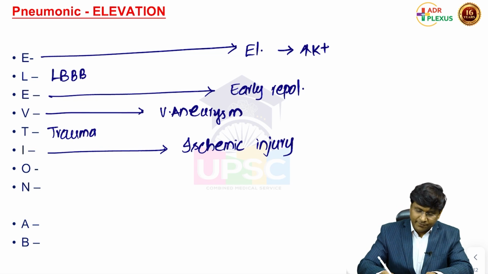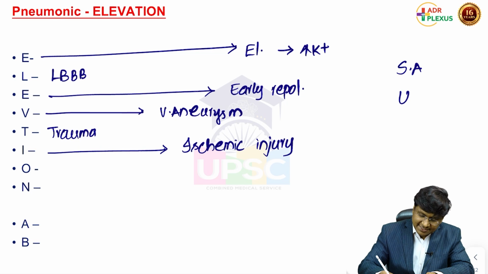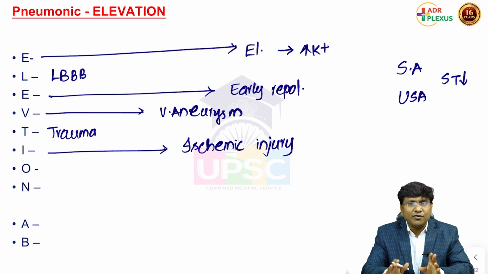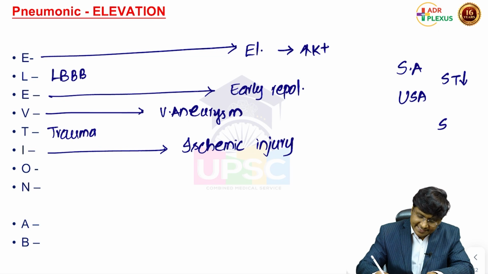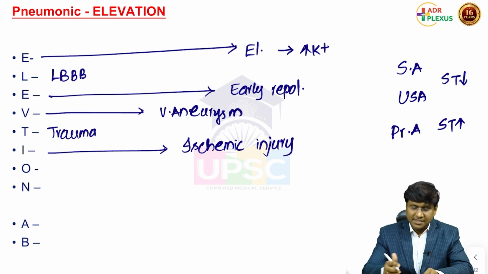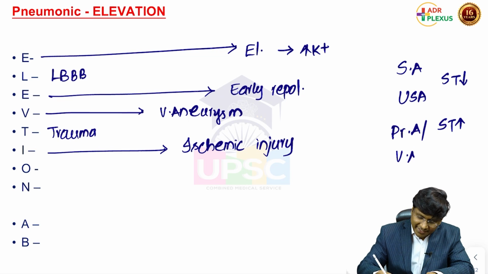And usually in case of stable angina as well as unstable angina, you will have ST segment depression. But the only form of angina where you have ST segment elevation is Prinzmetal angina, which is also called variant angina.